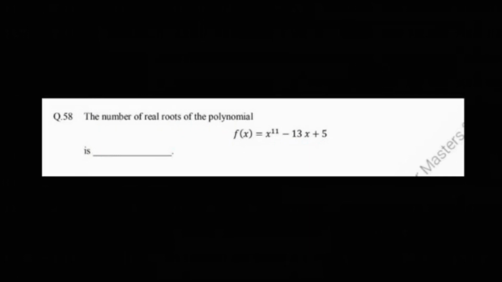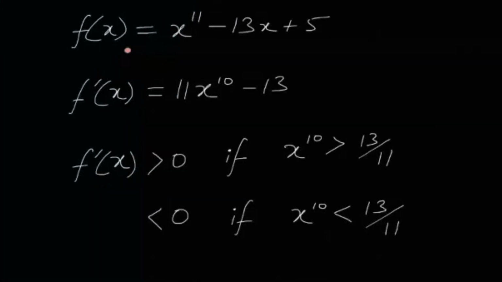So obviously we can't solve this equation, right? We can't solve it. So how are we going to approach this problem? Let's use calculus. So f(x) is x^11 - 13x + 5. So f'(x), that means the first derivative, is 11x^10 - 13.